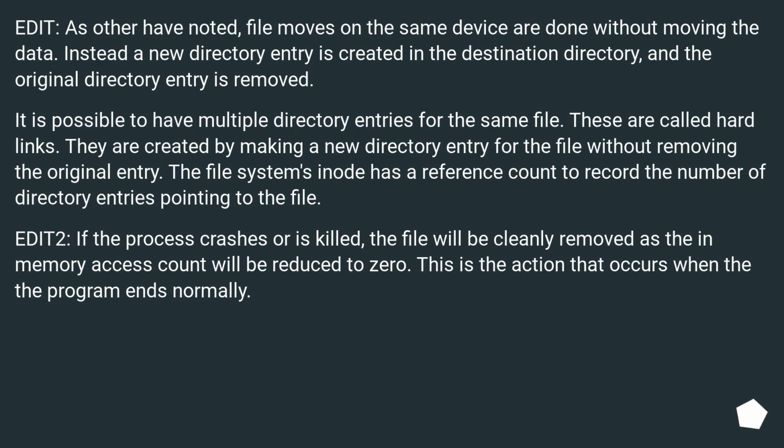Edit, as others have noted, file moves on the same device are done without moving the data. Instead, a new directory entry is created in the destination directory, and the original directory entry is removed. It is possible to have multiple directory entries for the same file. These are called hard links. They are created by making a new directory entry for the file without removing the original entry. The file system's inode has a reference count to record the number of directory entries pointing to the file.